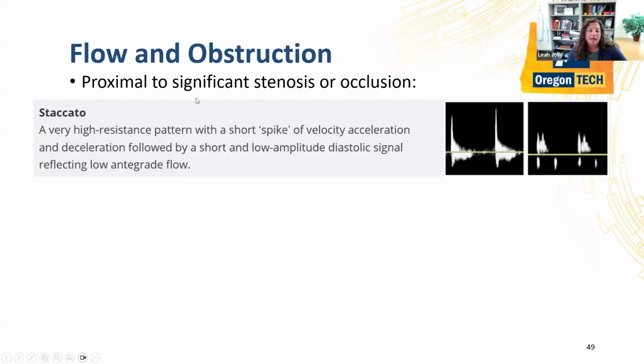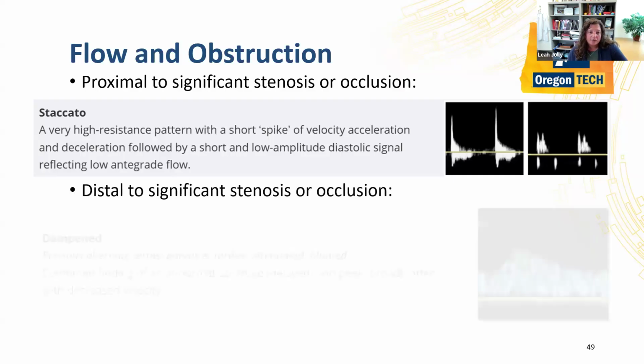Okay, here's another example coming up to a significant stenosis or occlusion. This is more likely an occlusion. So we call this a staccato waveform. In this case, the blood is basically thumping up against a wall of an occlusion. So we get this really sharp looking waveform, and the blood doesn't really have anywhere else to go because it's hitting that wall of occlusion.